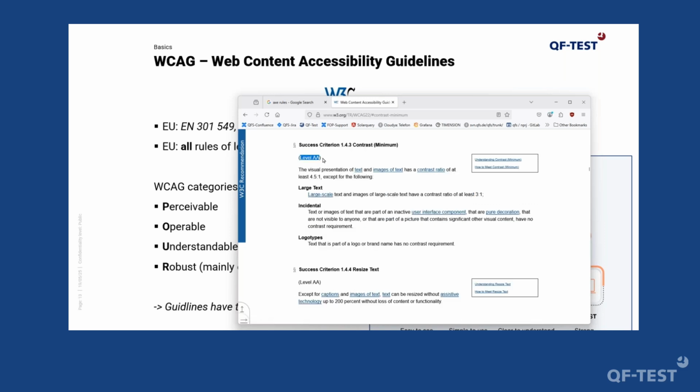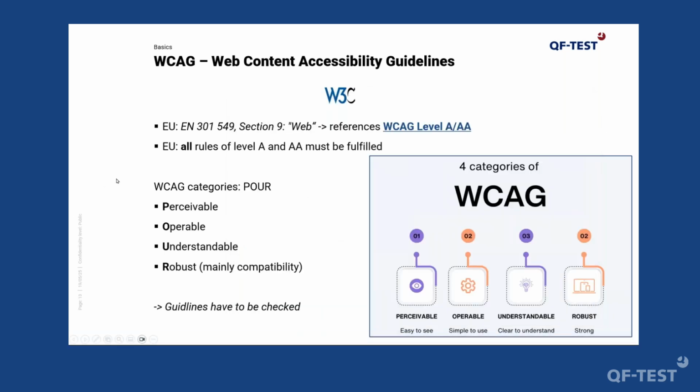And there's AAA rules, which go above and beyond to make your website more accessible even than the law requires, because the law, at least in the European Union, requires you to just fulfill rules of level A and AA. So if you look at the WCAG, your website has to fulfill level A and AA if you're doing business in the European Union. Well, these guidelines are the thing that defines whether your website is accessible or not. So we have to sort of check these guidelines.